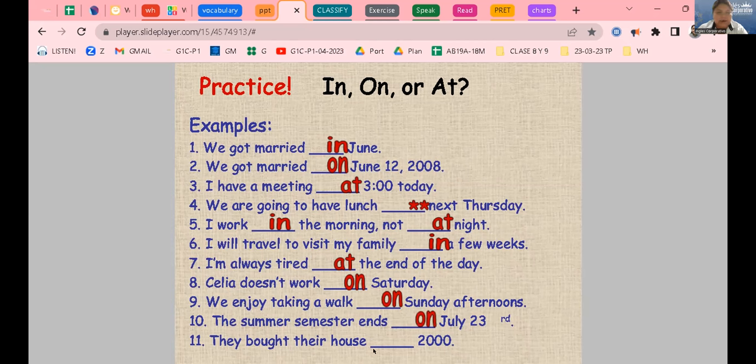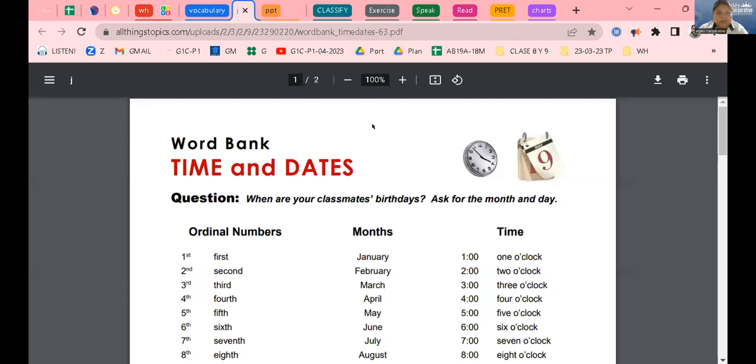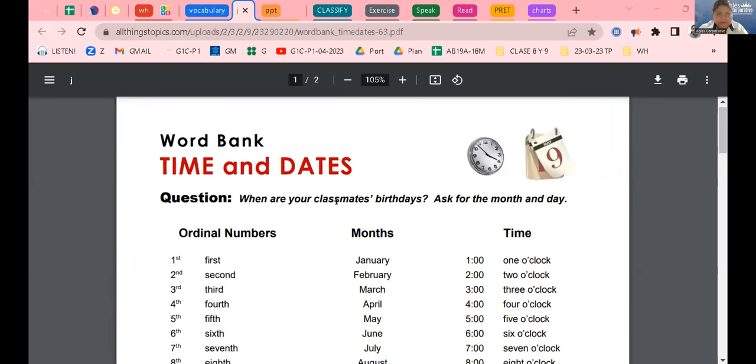They bought their house. Compraron su casa. In the 2000. Okay, excellent. So we need to continue practicing this a little bit more. But first I'm going to show you some more things. Well, vocabulary, right? Vamos a ver un poquito de vocabulario.